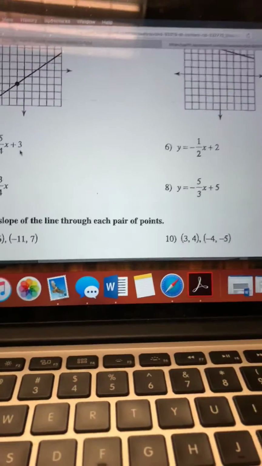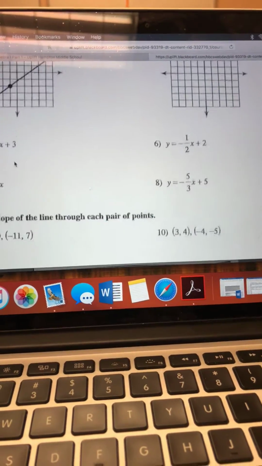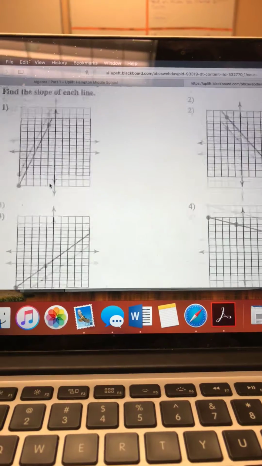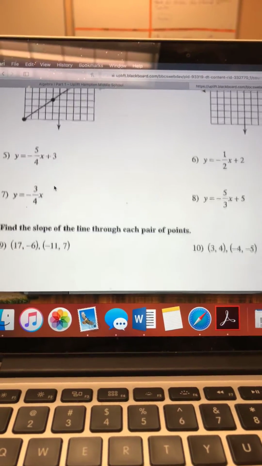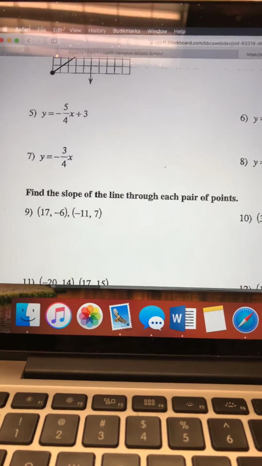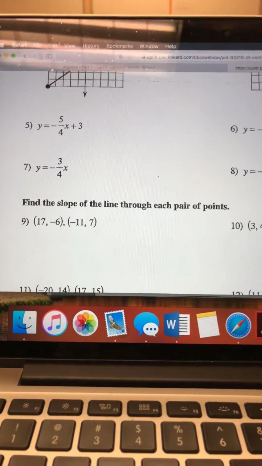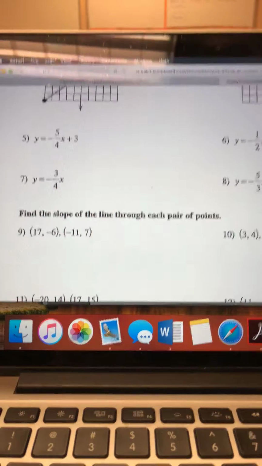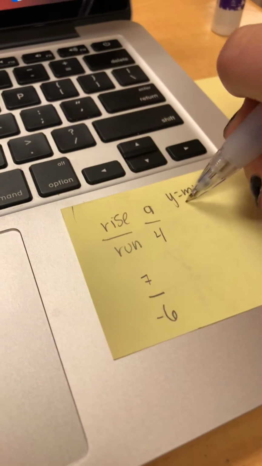Go ahead and try 3 and 4 with a partner. The directions are telling us to find the slope. So when I move on to 5 through 8, all I have to do is identify my m. Again, y equals mx plus b. That m is my slope.